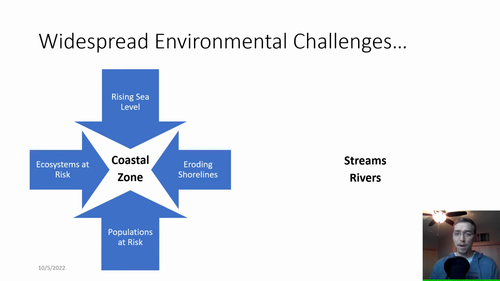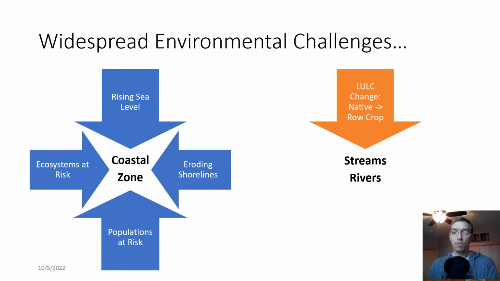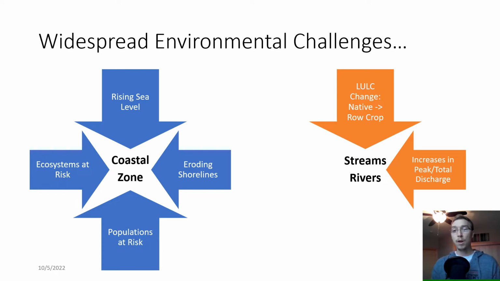We've talked about this biophysical system, right? So then on the streams and rivers side, we've got LULC, which means land use and land cover change. So from native prairie or native forest to row crop agriculture, as we talked about previously, we see increases in peak and total discharge. That's the amount of water going through a stream at the peak. So as a storm comes through, the river or the stream rises, and that peak is increasing. We're seeing what we call a flashier system, and we're seeing increases in total discharge. That means that more is just running off and not really soaking down into the earth.